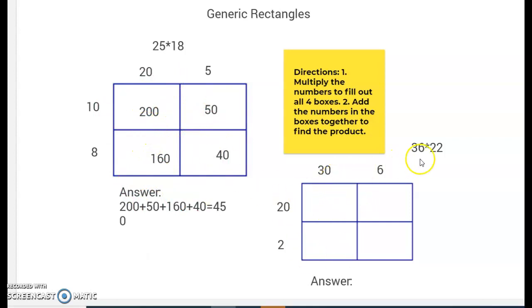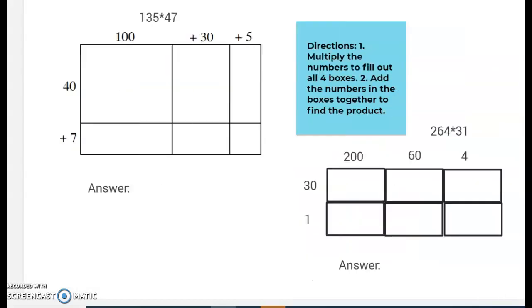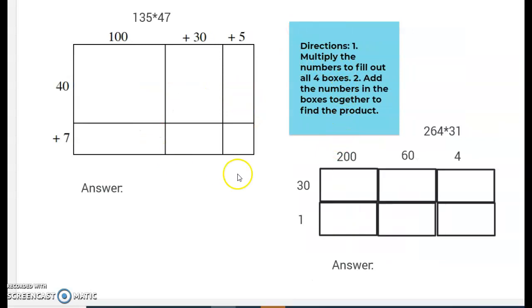Here's another one, 36 times 22. You'll multiply the numbers that line up with each box and then add up the products. On the second slide, there are just larger numbers. So we're adding a column on the generic rectangle. This first one is 135 times 47.